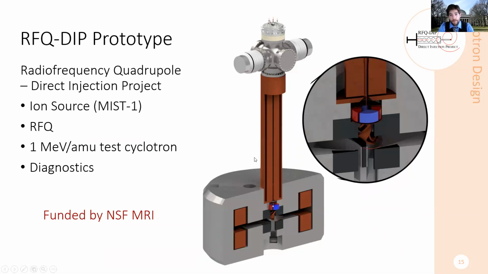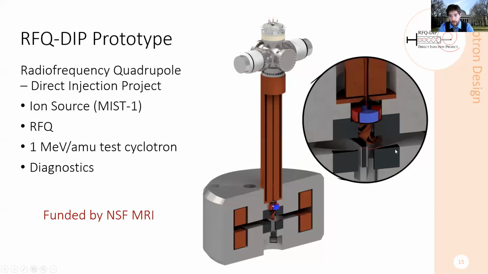In order to demonstrate that this can actually work, we've been awarded an MRI by NSF. We're currently working mainly on this project, matching the ion source to the RFQ. This is a very old picture of the RFQ that is long outdated, but it demonstrates the idea. Then we're going to build a small 1 MeV test cyclotron, a new one, to show that the particles coming out of the RFQ can be injected through the spiral inflector and accelerated to about 1 MeV per nucleon.